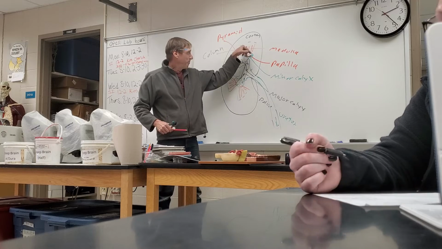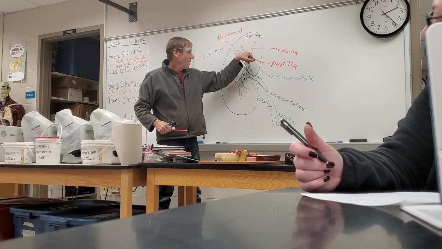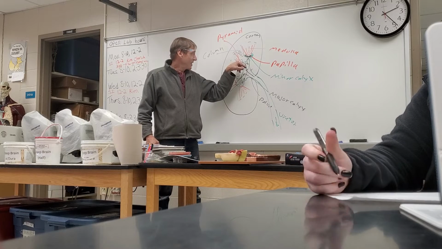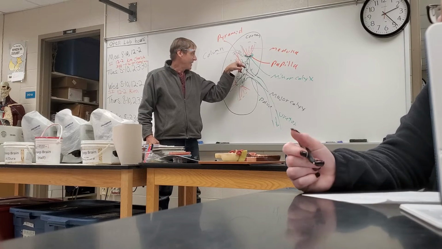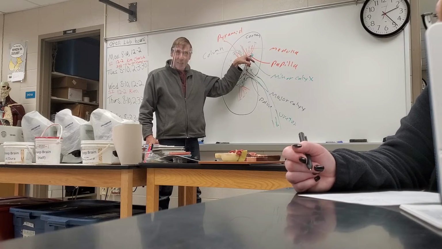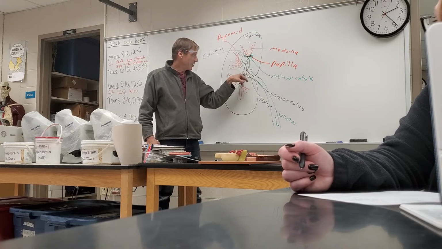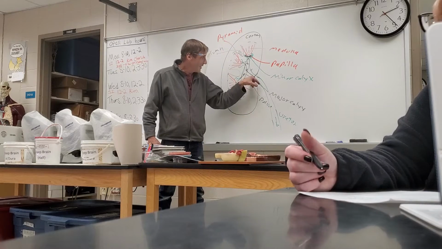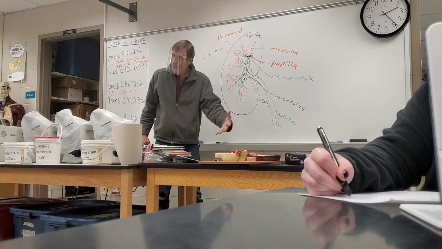So you got that? No. Pyramids, papillae. Wait, I missed that. Pyramids, papillae. The urine drains out of the holes at the end of the papillae into the minor calyx. So these minor calyces will then flow together into a bigger space called the major calyx, and then urine will flow out through a little funnel-shaped bit called the pelvis, and then it drains into the ureter, and it's into the bladder and out of the body.